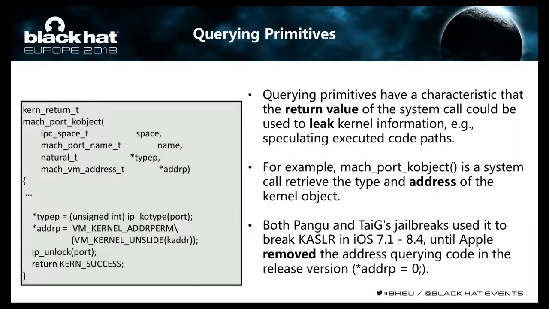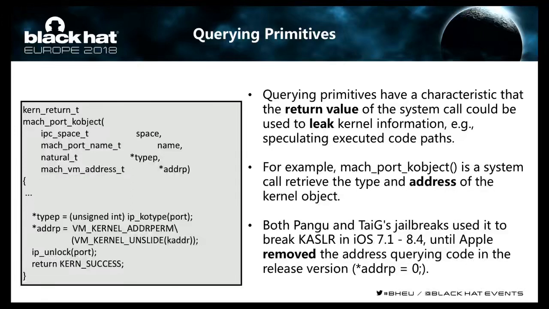This is another type of primitive, querying primitives. It has a characteristic that the return value of the system call could be used to leak kernel information, for example, speculating executed kernel paths. The code pattern of the querying primitive model includes decision-making statements and return value assignments. For example, mach_port_kobject is a system call that retrieves the type and address of a kernel object.